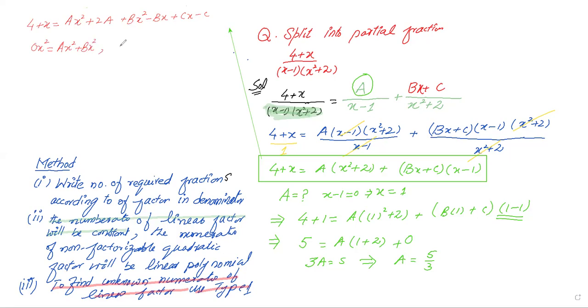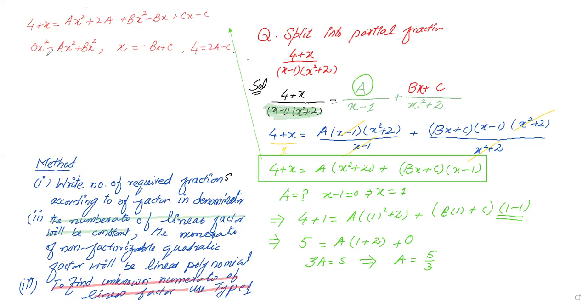Then I have the terms of x: on the left hand side it is simple x, and on the right hand side there are two terms of x, minus bx plus cx. And the last one is the constant term. On the left hand side the constant term is 4, and on the right hand side the constant term is 2a minus c.